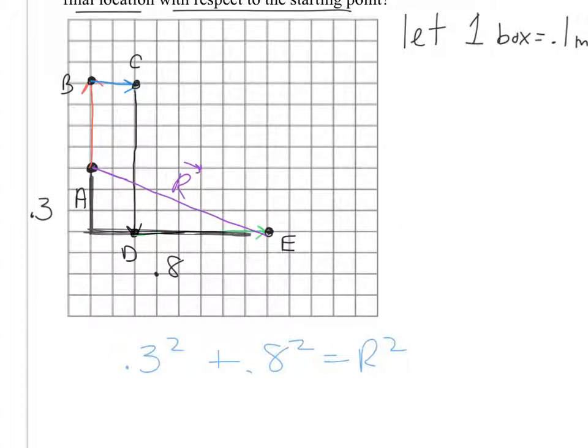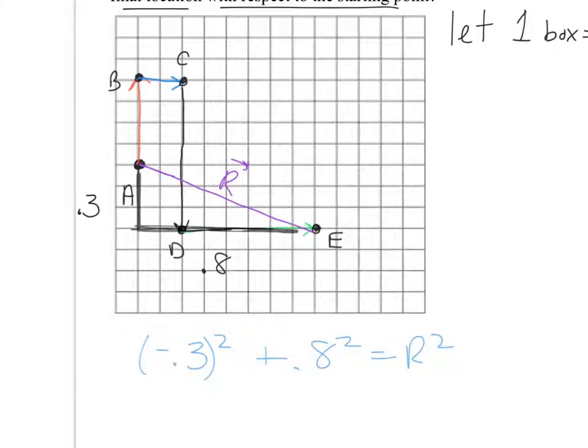Now notice that the 0.3 was down. So technically this is negative 0.3, but since you're squaring it, it's going to become positive anyway. The net displacement is down, really. Remember, where was your starting point? Your starting point was at A, and you ended up 3 units below it. You started here and ended up down here, which is 3 units down, so this is technically negative 0.3. And this is to the right 0.8 units, so it's positive 0.8. But it doesn't matter, because when you square a negative, it becomes positive anyway.